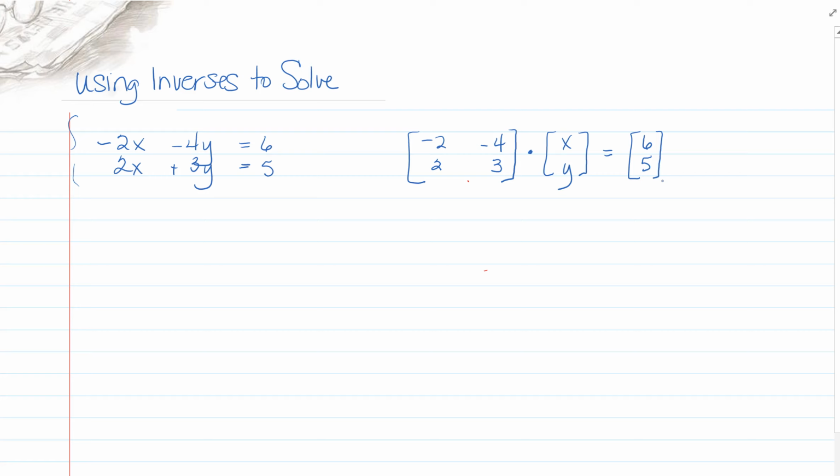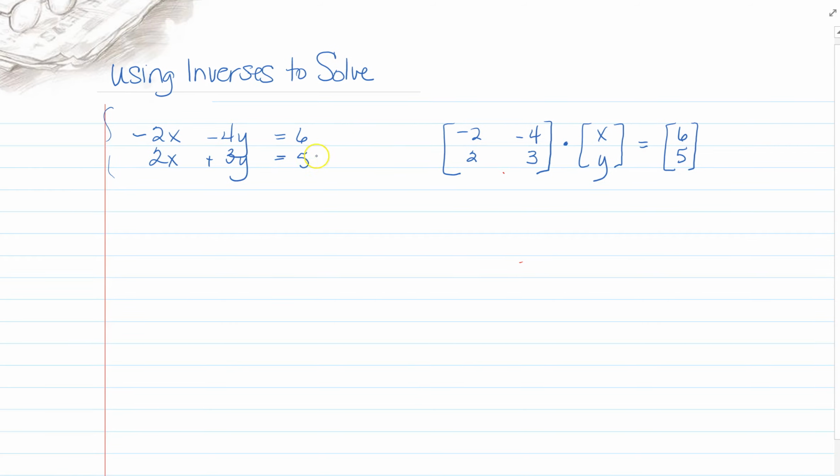Now, in the interest of full disclosure, this is not my favorite way to solve these. I will show you my favorite way to solve these because it's fast and it's more accurate. But for right now, I got to show you the ropes. So here we go. This is my matrix. I converted this to this.